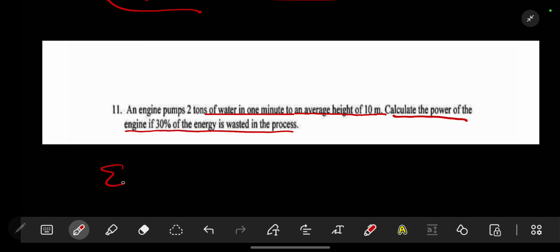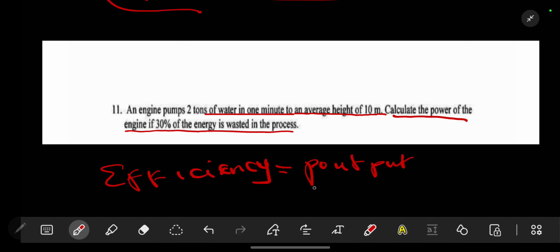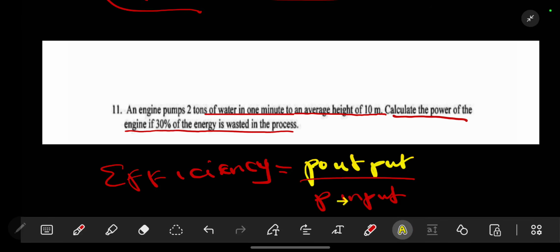One thing that you need to know is that efficiency, in other words, is how productive something is. The goodness of something is efficiency. So efficiency is calculated as the power output over the power input. How you understand this is this: you always put power output on top because the power output is less. And if you want to calculate the ratio of something, you divide what is less over what is higher.